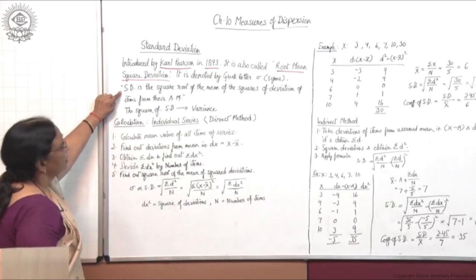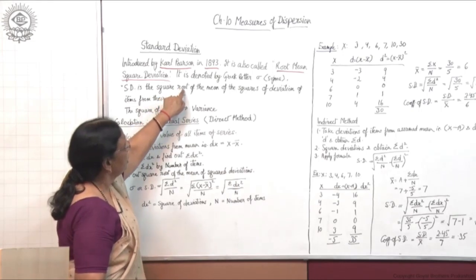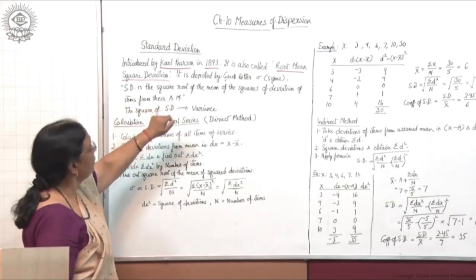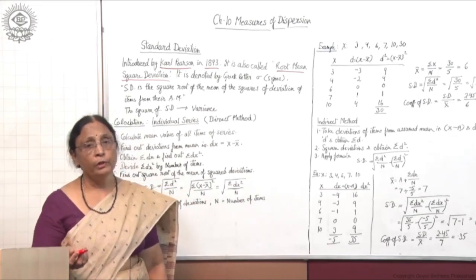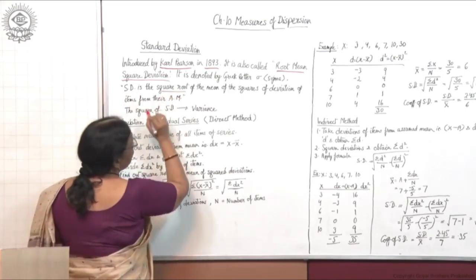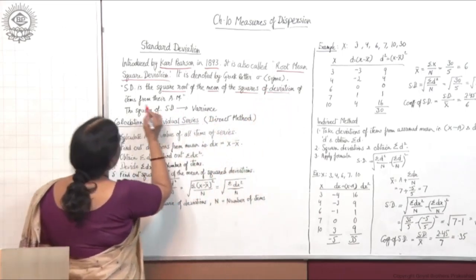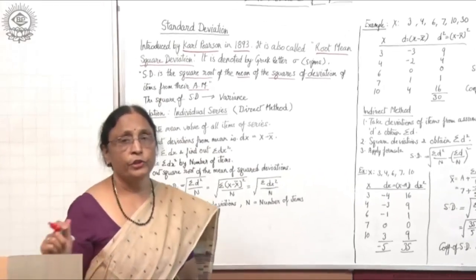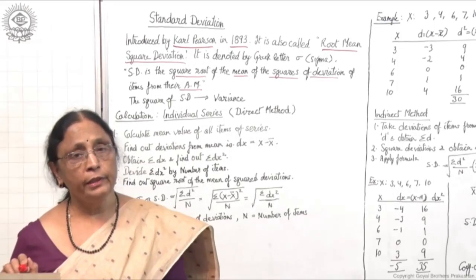Now we will see the meaning of standard deviation. Standard deviation is the square root of the mean of the squares of deviations of items from their arithmetic mean. So here in this case, the deviations are always taken from arithmetic mean. This is the definition of standard deviation, and when we learn the calculation it will be more clear to you.